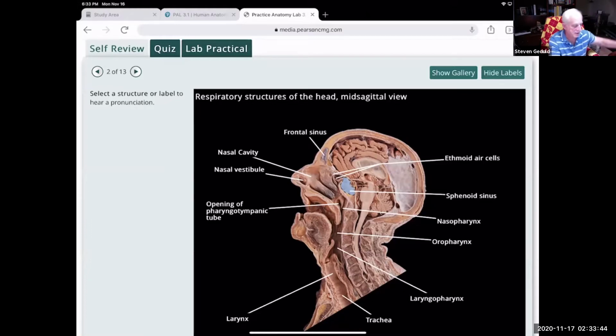Slide number 2 is the exact same thing as slide number 1. I don't think they changed it. I guess they wanted 13 slides instead of 12, so they duplicated one.